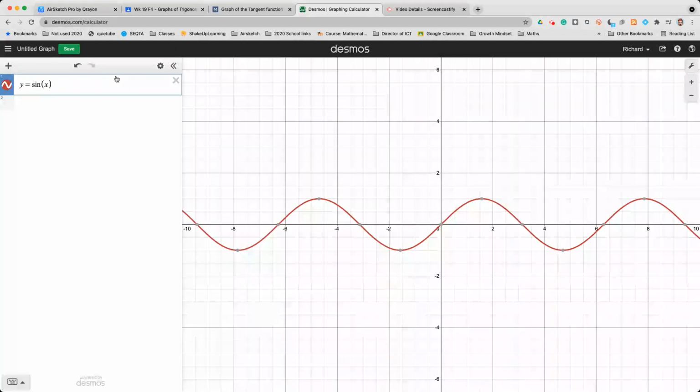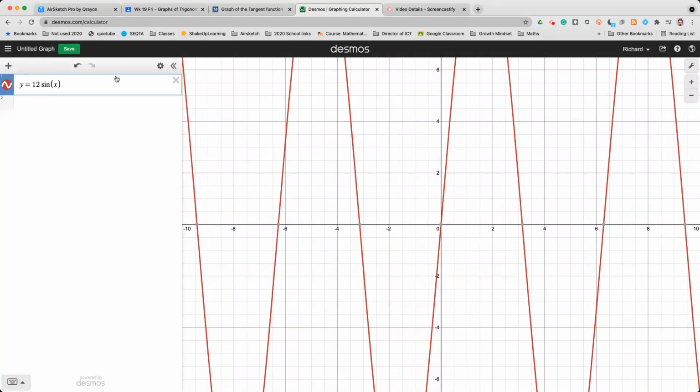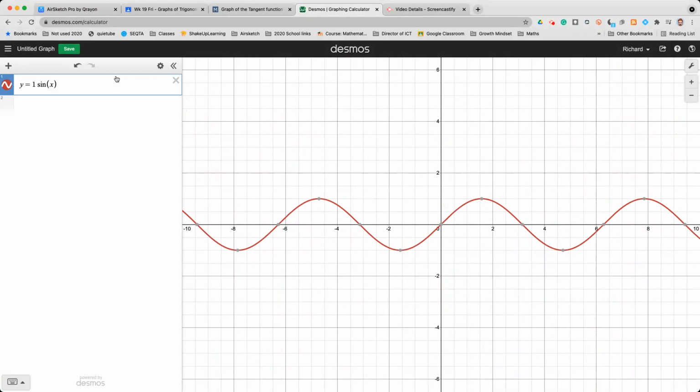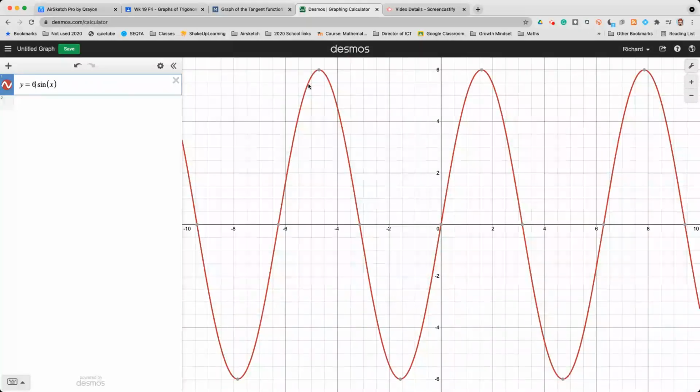So if we put a value before sine of x and see what happens to the function. I'll do it now as well. I'll pick 12. Okay, that was a bit ambitious. I'll do 6. We can see that it still has an upper and lower boundary, but the graph has been stretched vertically. So it's now minus 6 to 6 instead of minus 1 to 1.